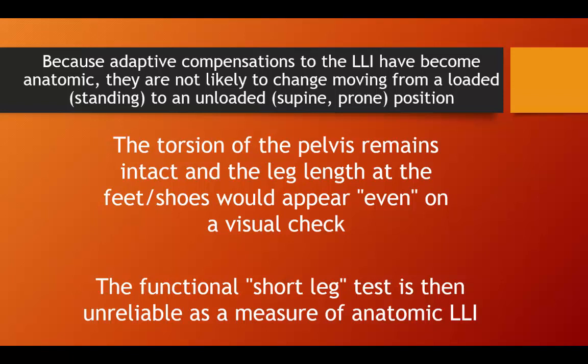So Knudsen theorizes that based on some long-term studies, because adaptive compensations to the LLI become anatomic, they are not likely to change moving from a loaded standing position to an unloaded supine or prone position, so that the torsion of the pelvis remains intact and the leg length at the feet or shoes would appear even on a visual check. Therefore, the functional short leg test is unreliable as a measure of anatomic leg length insufficiency or inequality.